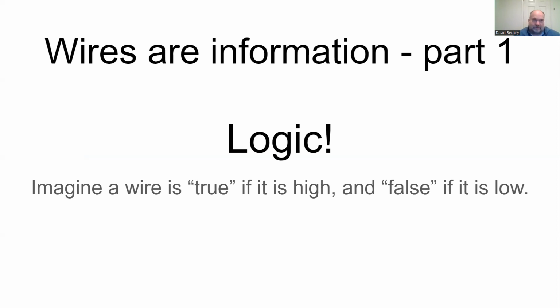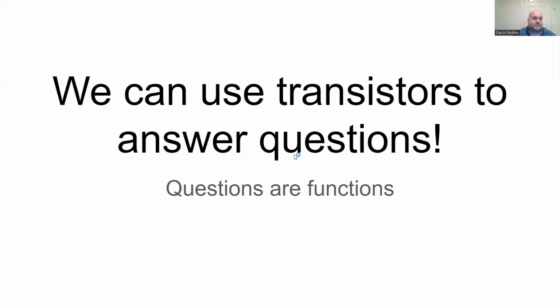So let's imagine that a wire is true if it is high voltage, and false if it is low. As we said in the first episode, there are many different ways to describe a high voltage wire. It's cold, it's hot, it's on, it's 1, it's 5 volts, whatever. Similarly, there's a lot of ways to describe a low wire: ground, off, false. But today we're going to talk about true and false because we're talking about logic. And the cool thing about this is that we can use transistors to answer questions about our wires. Questions are functions. They take an input, they produce an output.